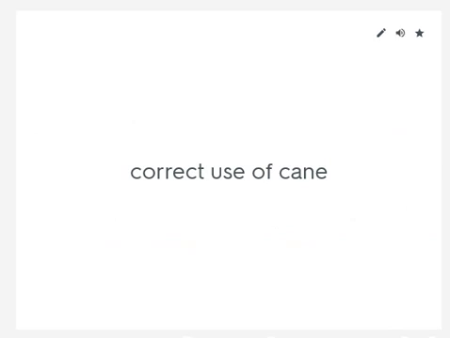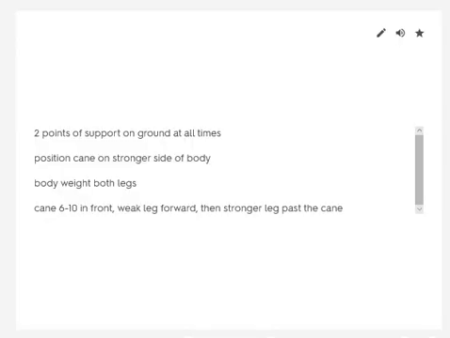Correct use of cane: 2 points of support on ground at all times. Position cane on stronger side of body. Body weight on both legs. Cane 6 to 10 inches in front. Weak leg forward, then stronger leg past the cane.